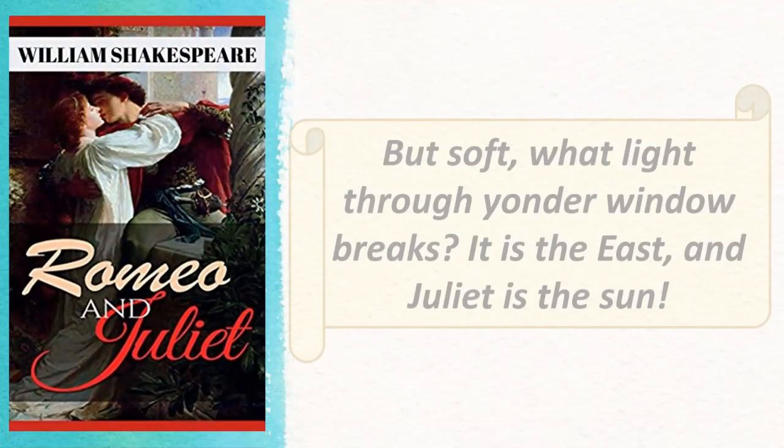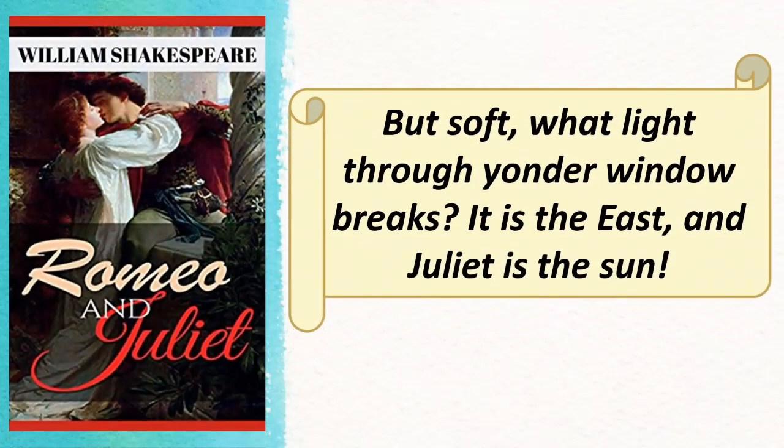We have from Romeo and Juliet by William Shakespeare. But soft what light through yonder window breaks. It is the east and Juliet is the sun. What do you think is the literary device used here?